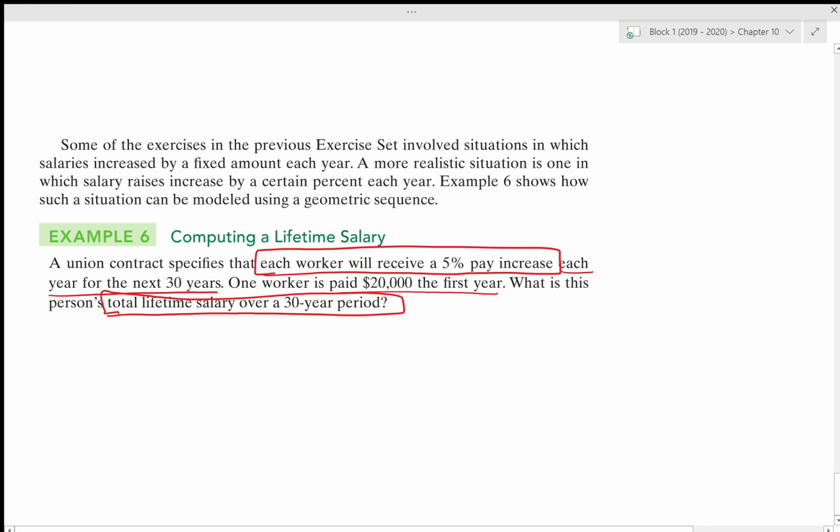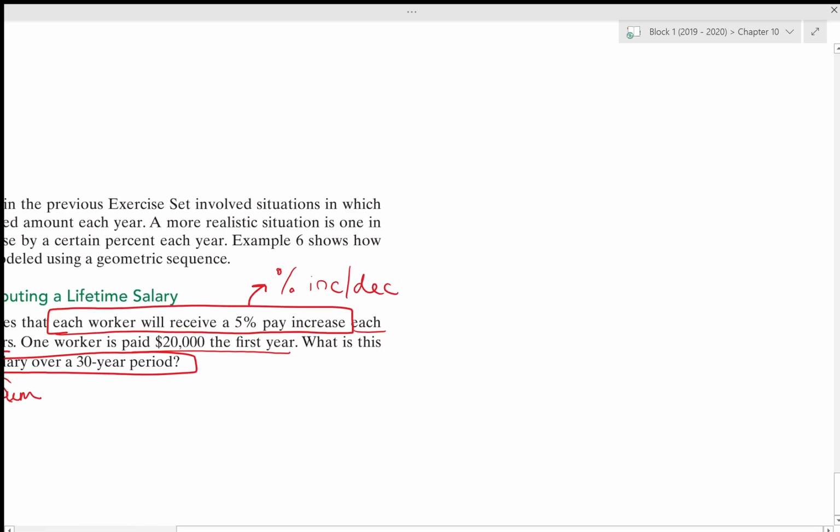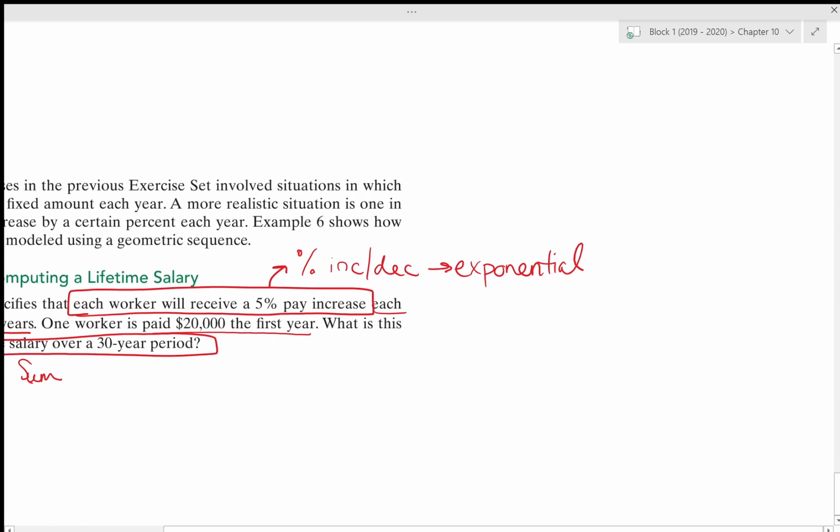So, they want to know how much money this person is going to get over the 30 years. So we want to know the sum of the salaries for each year for the 30 years. Now, because it is a percent increase, or even a decrease, then it's going to be exponential. So we're going to go with geometric in this case.